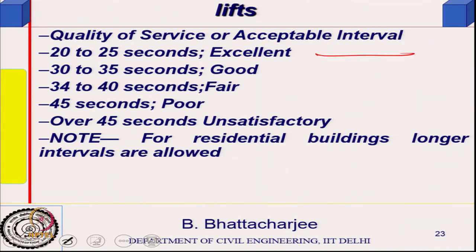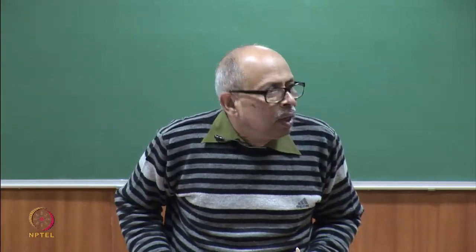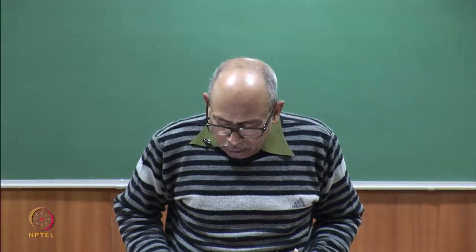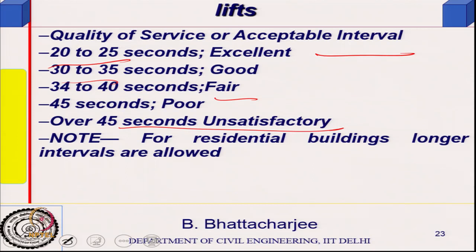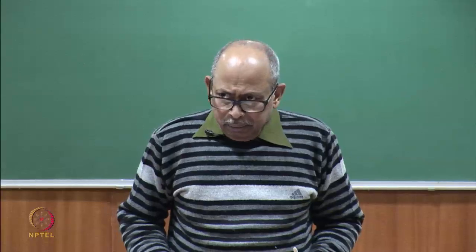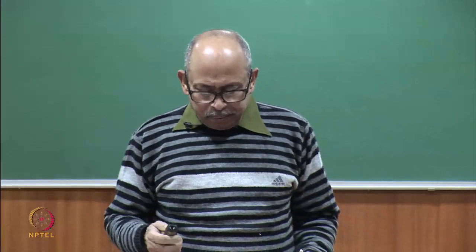Waiting interval, quality of service: acceptable waiting interval, 25 seconds, excellent. 30 to 35 seconds good, 30 to 40 seconds fair, 45 seconds unsatisfactory. For a residential building, of course, longer intervals are allowed. So that's how it is.